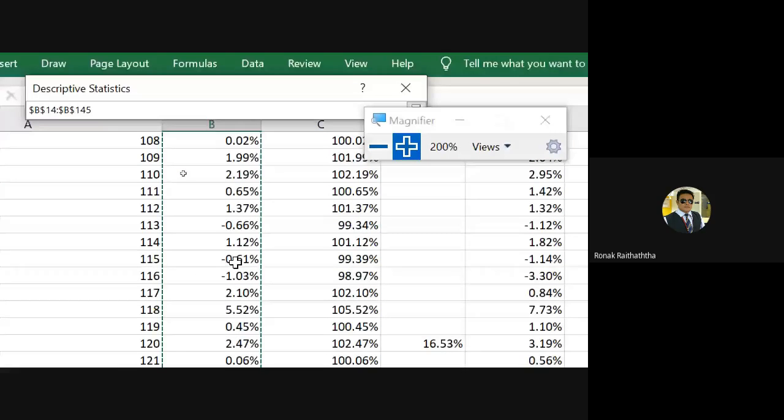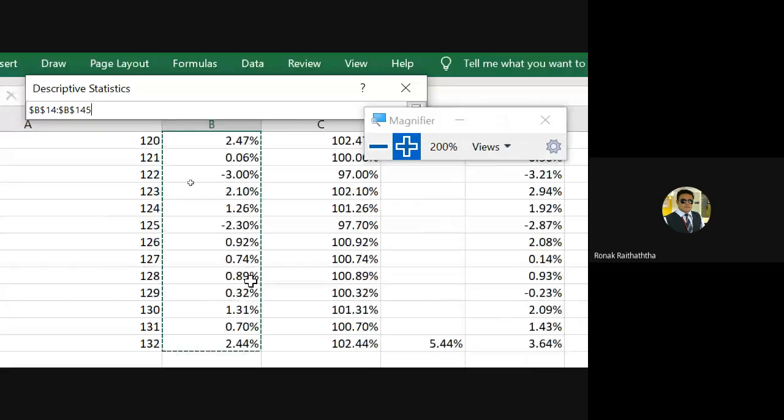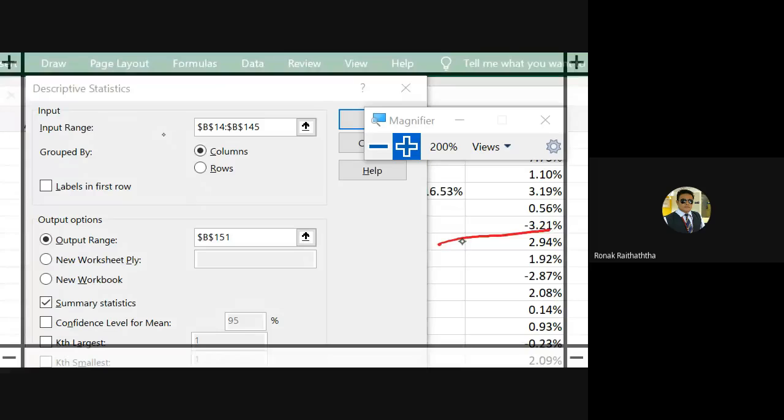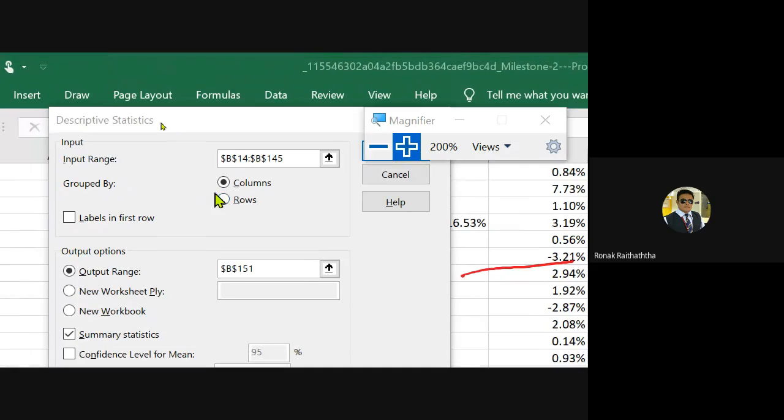Right? Now I'm pressing enter. Now this returns are grouped by columns or rows. It is there in columns by default. If the data would have been given horizontally, then you would have selected the rows instead of columns over here. In this case, we want to find it vertically, so column we are selecting.